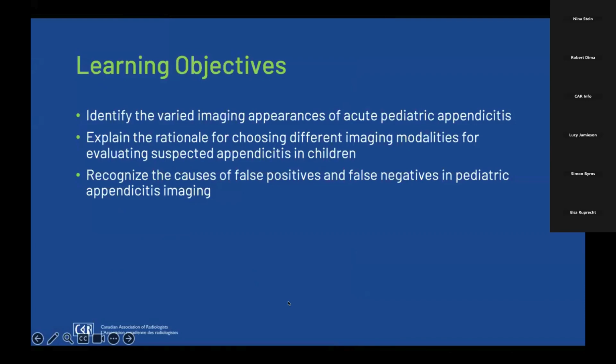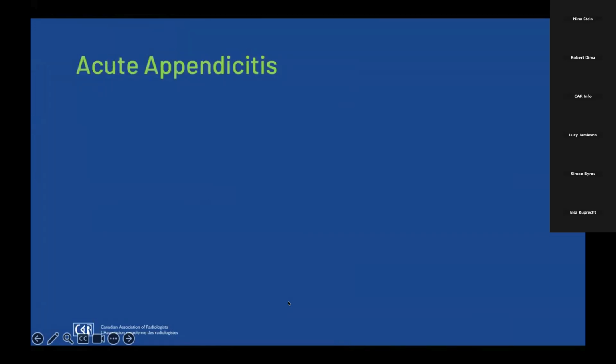So our learning objectives for today are to identify the varied imaging appearances of acute pediatric appendicitis. We're going to think a little bit about the rationale for choosing different modalities, although Dr. Jamieson and Dr. Byrns are going to go into more detail with that. And then also think about some causes of false positives and false negatives in the imaging of the pediatric appendix.